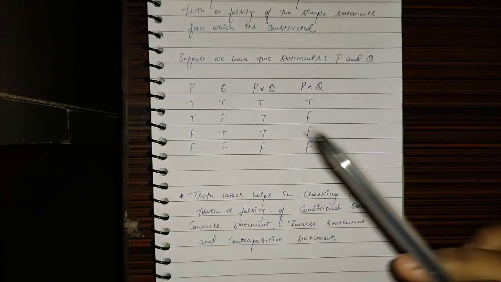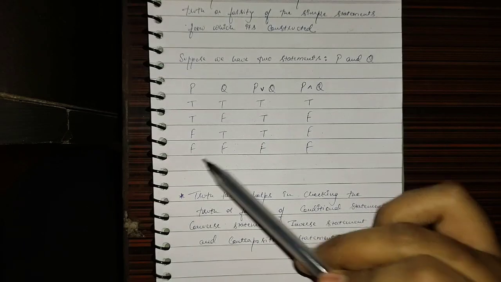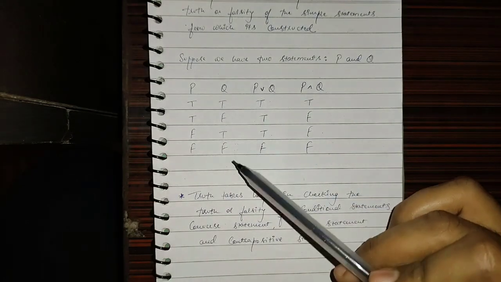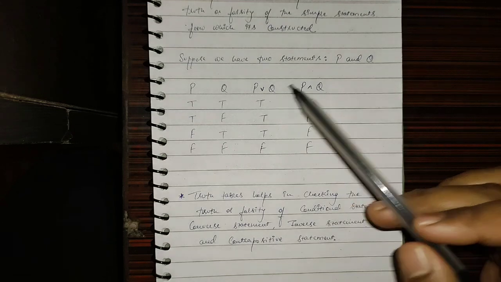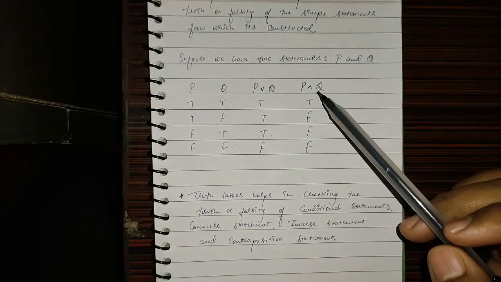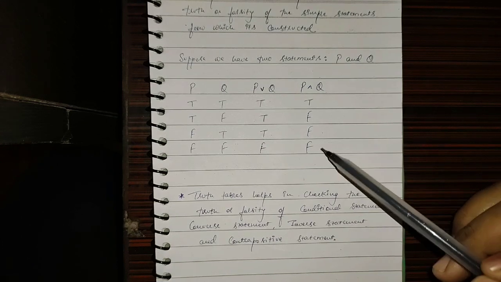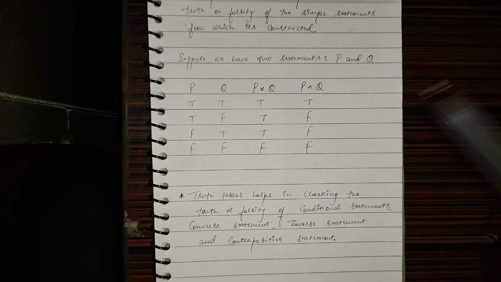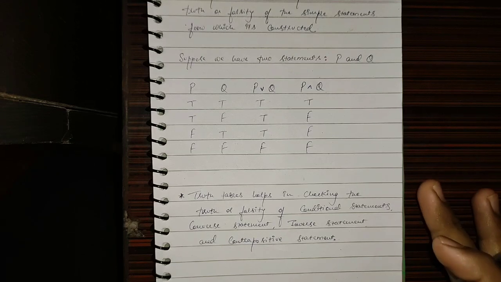The last case, where both the statements are false, where P is false and Q is false, we will see that the compound statements P or Q will be false and P and Q will be false as well, because both the prior statements were false. So the compound statement that we get using the logical connectives and or will be false as well.